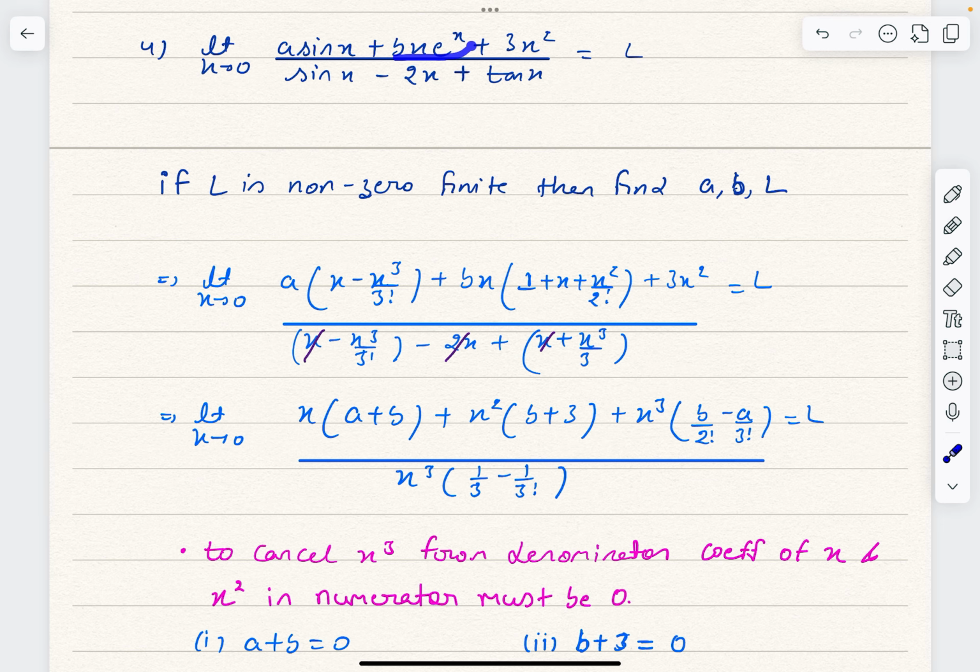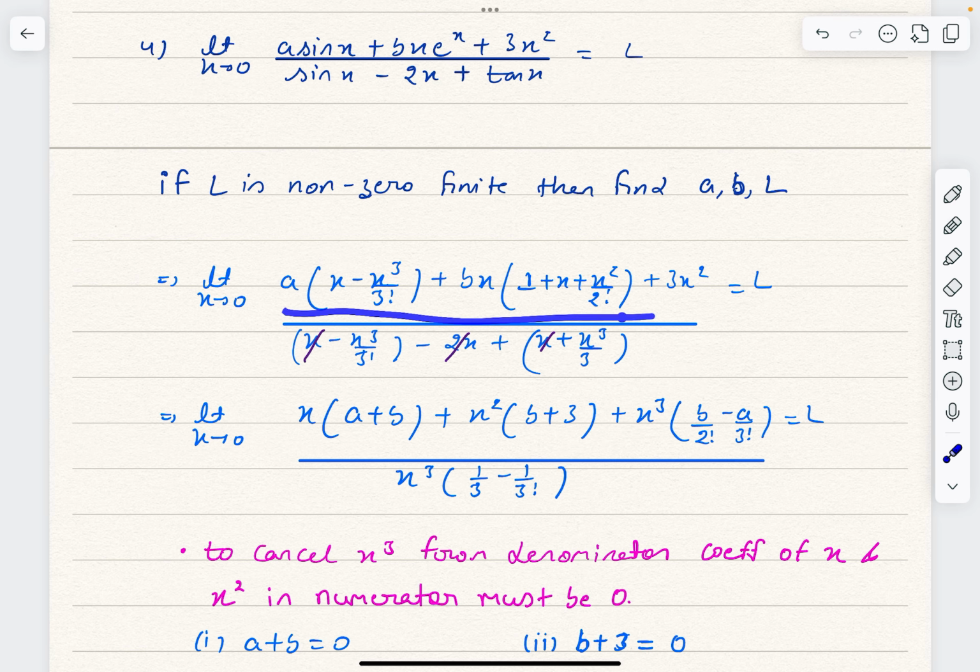Next, b x e power x. When b x is outside, that means inside you have to expand up to x square only, because the final thing should be x cube, and x square into x becomes x cube. If you take up to x cube, when you multiply with x it will become x power 4, which will be of no use. So expand e power x up to x square by 2 factorial. Last is 3x square as it is.